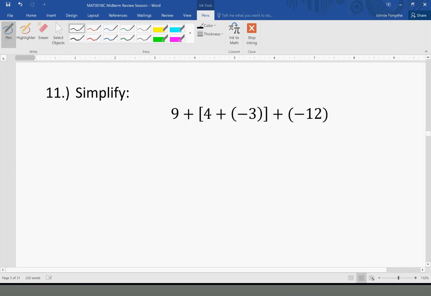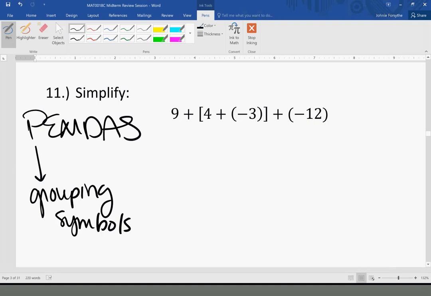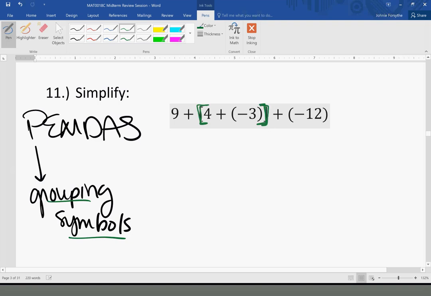Number 11, so simplify. Remember our order of operations. So we're going to look at our parentheses, and this also means grouping symbols. So P also is just talking about grouping symbols. Sometimes you may have multiple sets of parentheses, so then you wouldn't have double parentheses, you would use what's called brackets. So in this case, this is referring to this grouping symbol here. So we're going to do what's in the bracket next.